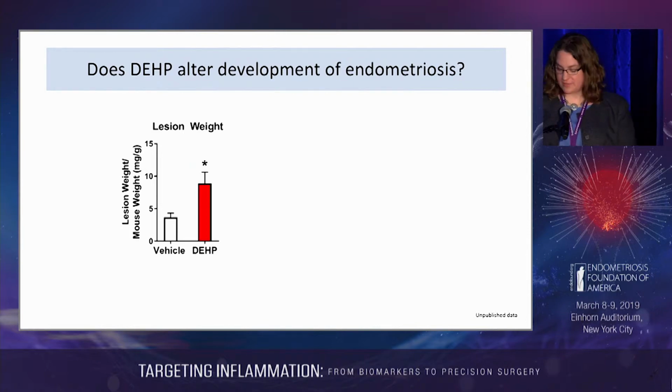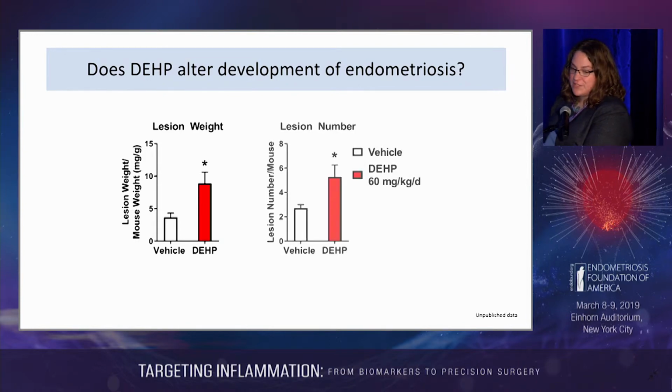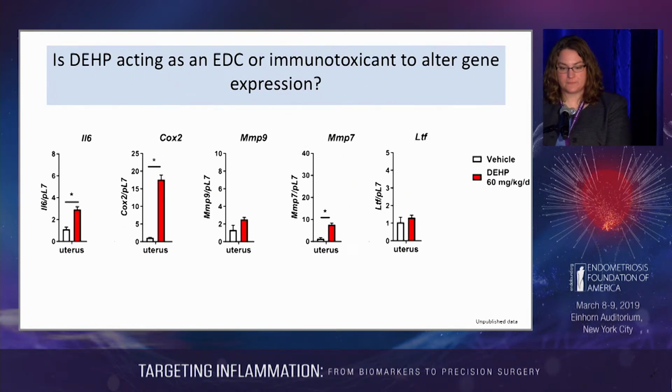So looking at what happens when we treat mice with DEHP and endometriosis, we see a significant increase, about a 2-fold increase in lesion weight with DEHP. But here's my favorite and most exciting piece of data for me to be able to dig into this deeper: lesion number in this mouse model significantly increases with DEHP. So we want to ask, why does this happen?